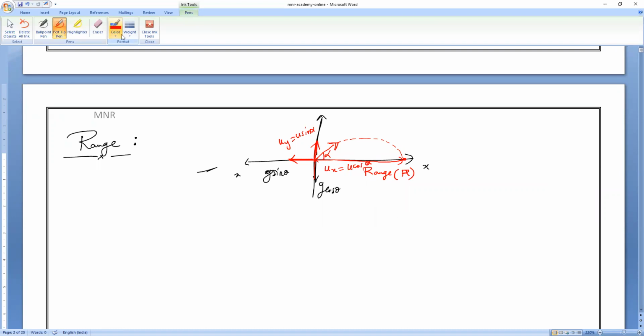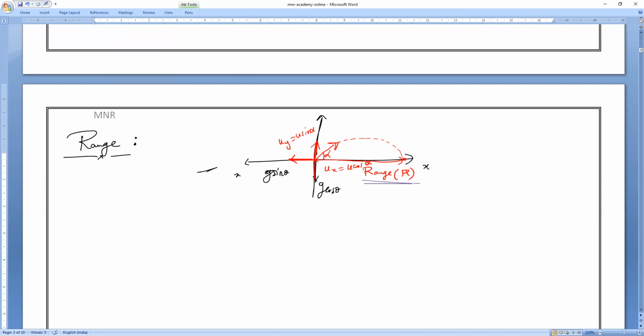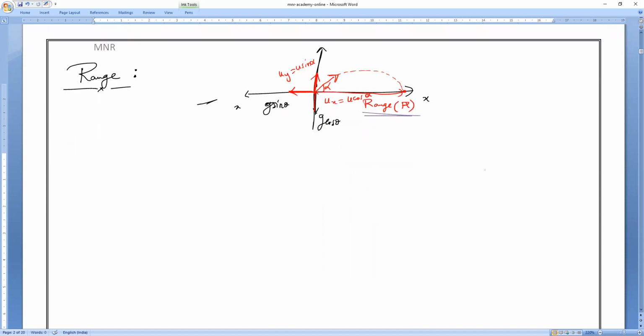For range, always you have to consider which axis? X-axis. So x direction or y direction? X direction. So velocity in x direction, respond. What is the velocity in x direction? U cos alpha.